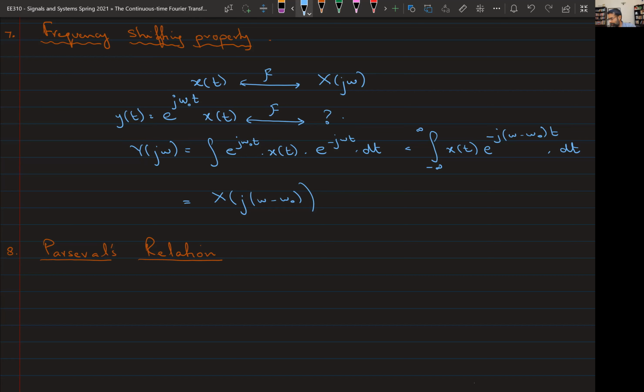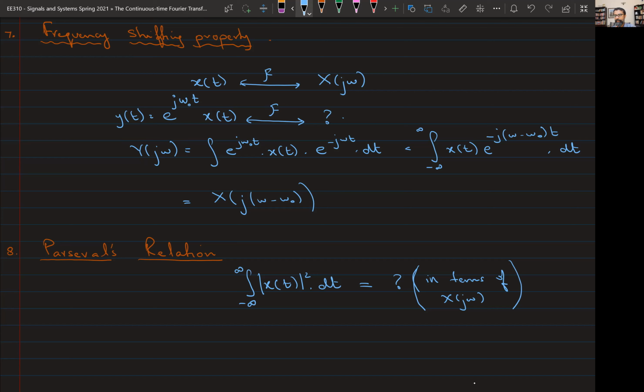So the question I want to answer is, what is this energy equal to in terms of x of j omega? In other words, can I use the Fourier transform alone to compute the energy in a signal? Let's say I only have the Fourier transform available and I want to compute the energy in the signal. Can I use the Fourier transform alone?